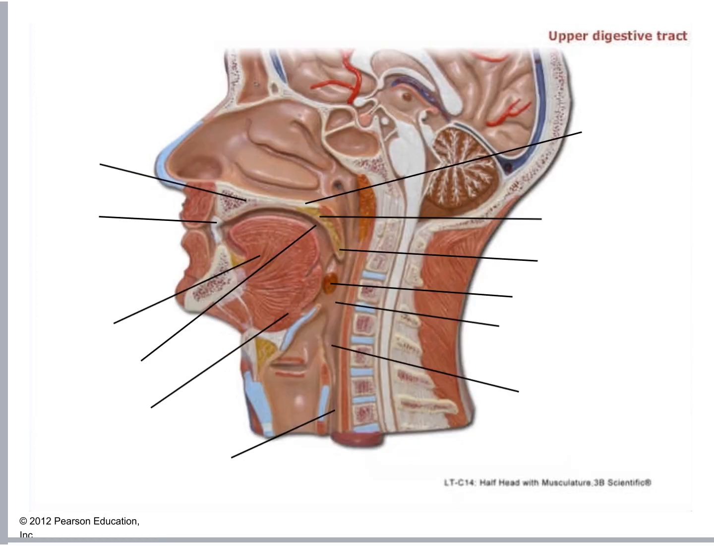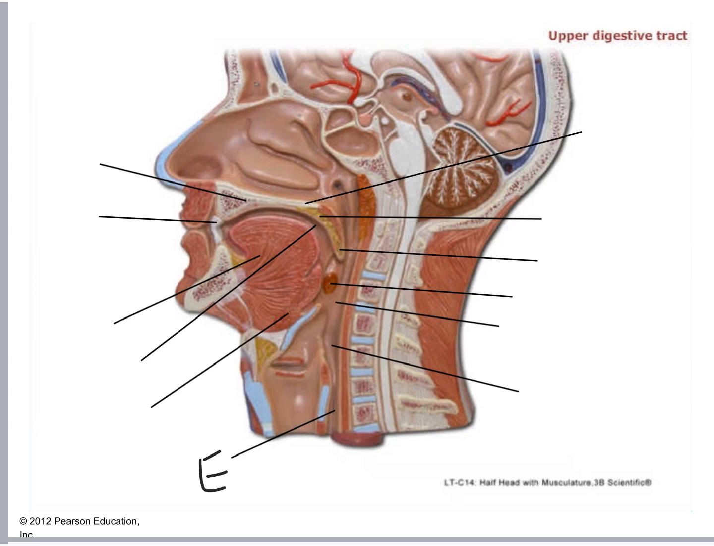All right, structures of the half head. Some of these same structures we looked at in the respiratory system, so this could be a little bit of a review for some things. We'll start on the left-hand side on the bottom and work our way around clockwise. This line down here is pointing to the esophagus. The esophagus is the tube that brings the food and liquid stuff that you have swallowed to the stomach.